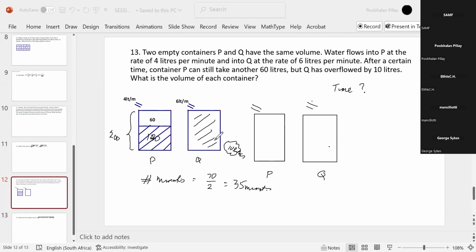You can check this thing out on this side. You can see in 35 minutes, you got 6 liters per minute. So you got 35 times 6, which is 210, right? 35 times 6 is 210. So 10 liters spilled over, so therefore there would have been 200. So the volume is actually 200.